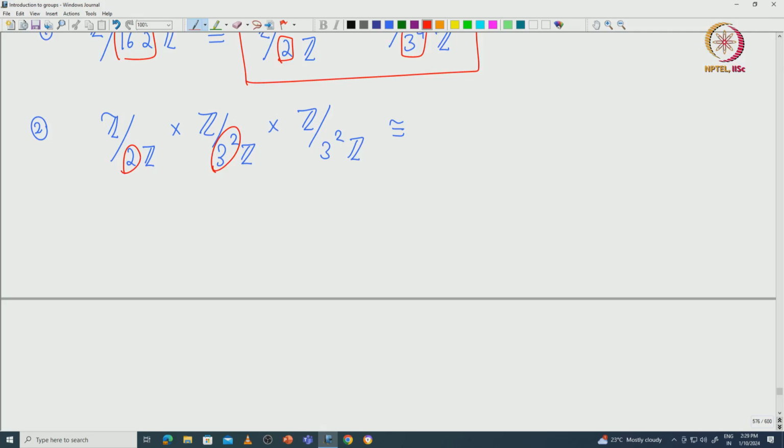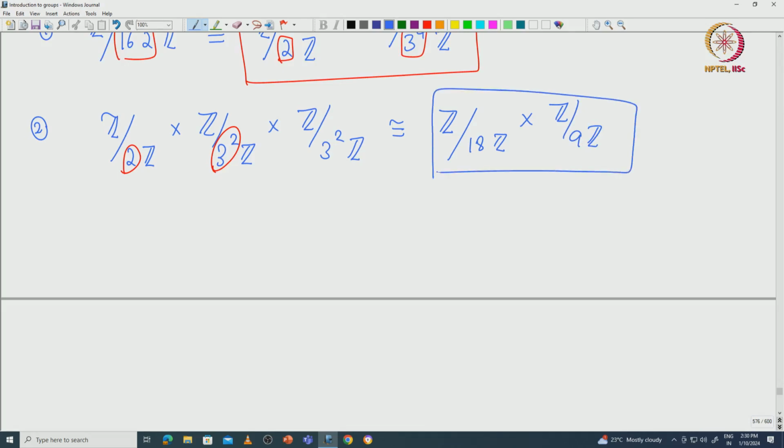Then this becomes naturally isomorphic to Z modulo 2 times 3², that is 18Z, cross Z modulo 9Z. Now you have grouped them and written them in some order, and this order says that 9 divides 18. Once you have written it in this particular order, you can see that this 18 and 9 tuple is actually uniquely determined by this group G.